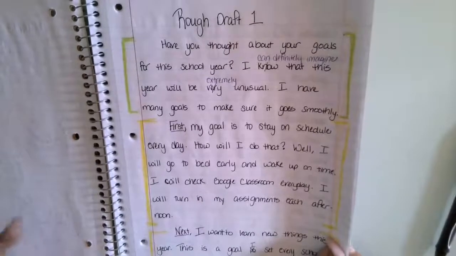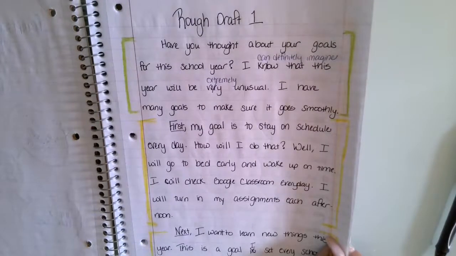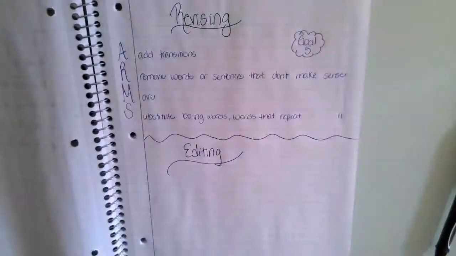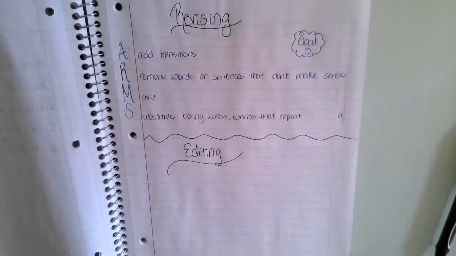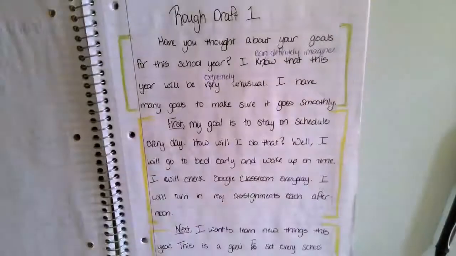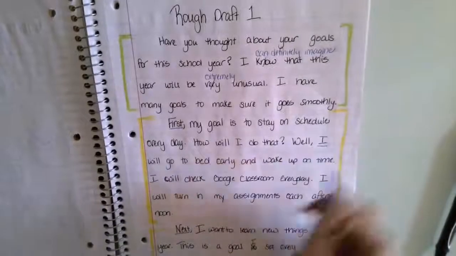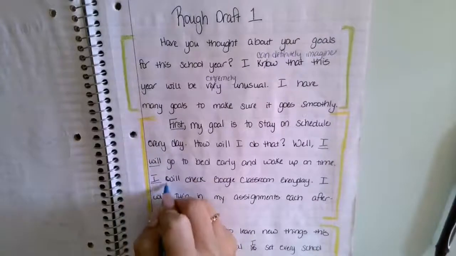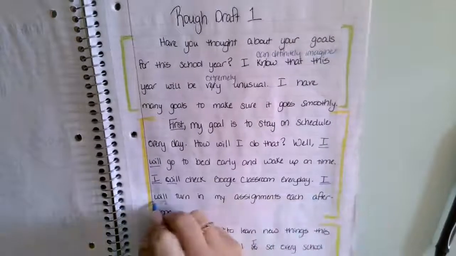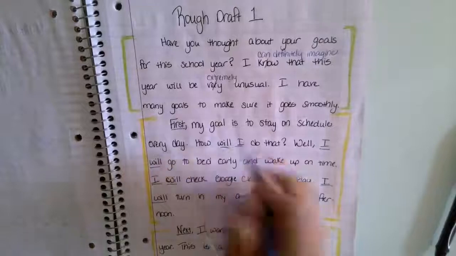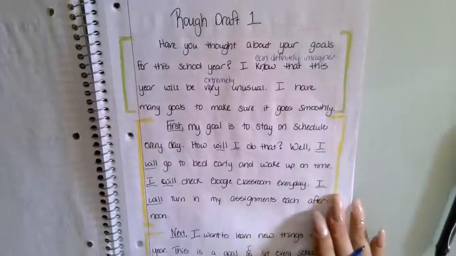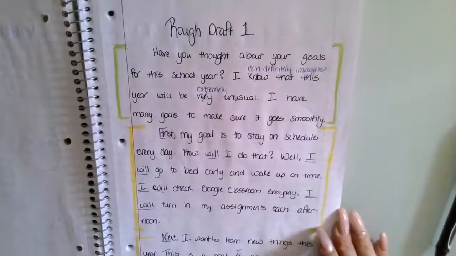So first, my goal is to stay on schedule every day. How will I do that? Well, I will go to bed early and wake up on time. I will check Google Classroom every day. I will turn in my assignments each afternoon. Okay, something I see that seems repetitive is I use this phrase, I will, and I will every time. I also use it here. So I want to figure out how I can change that so that it's not so repetitive.